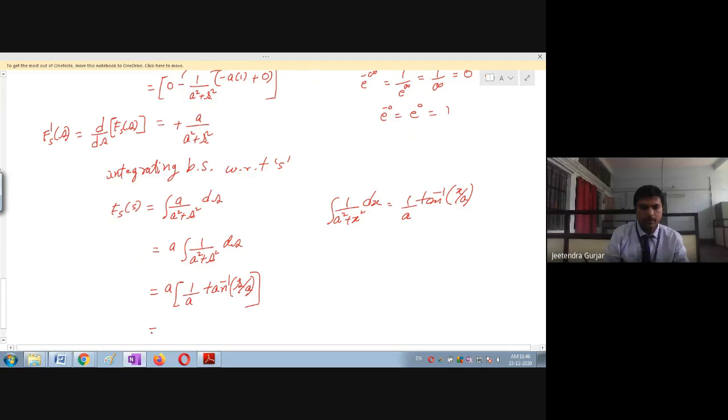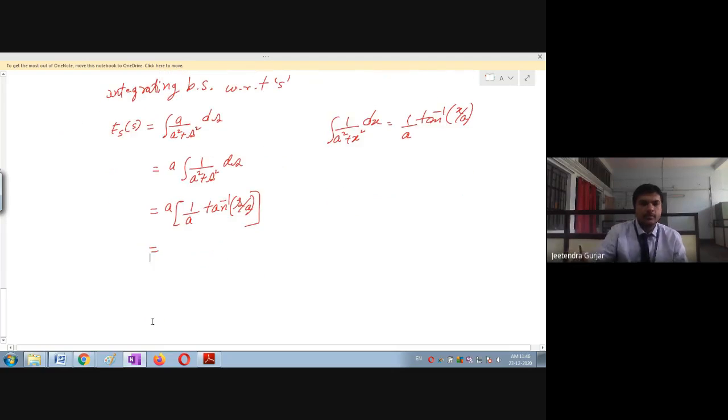Yes, friends. Now you can see, please remember some constant will be there, definitely it will be 0. We'll consider it. So we can see a will get cancelled, and we are going to get the answer, that is F_s of s, the Fourier sine transform, is equal to tan inverse s divided by a. So here you can see this is our answer.